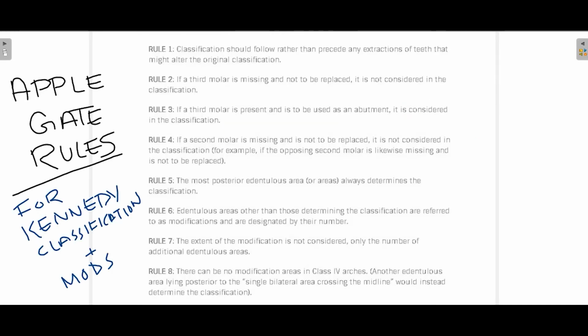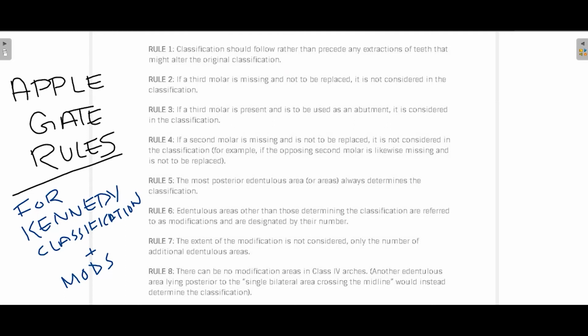Now talking about the second important topic of our video, that is Applegate's rules and their importance in Kennedy's classification. These are the 8 Applegate rules, and they are implemented when we are determining the Kennedy's classification of any patient. Rule 1 suggests that the classification will depend on the situation after the teeth have been extracted, not before. So after extraction, the actual classification is determined. Rule 2 suggests that if the third molar of a patient is missing and we are not replacing it, it's not part of the classification.